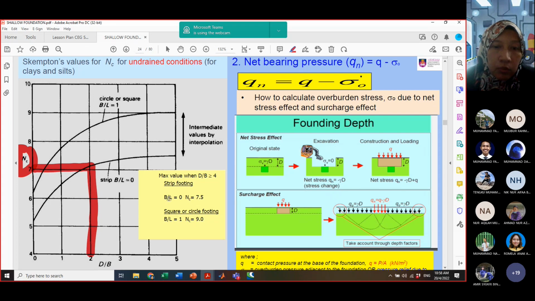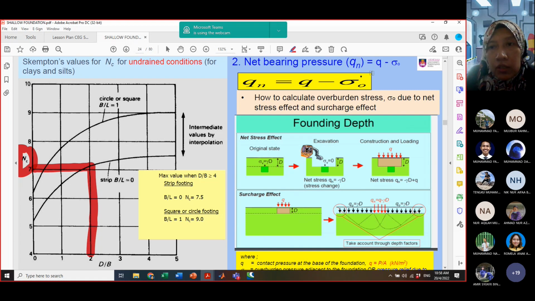Straight footing kalau dia B over L sama dengan 0, so NC is 7.5. And then for square or circular footing, NC mesti sama dengan 9. This is apply kalau D over B more than 4. So you kena pakai this one lah.